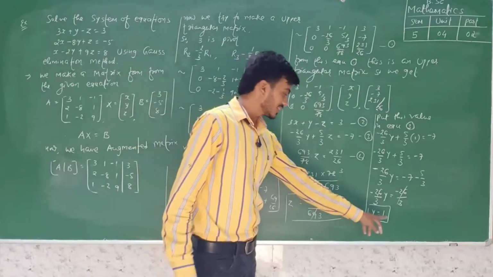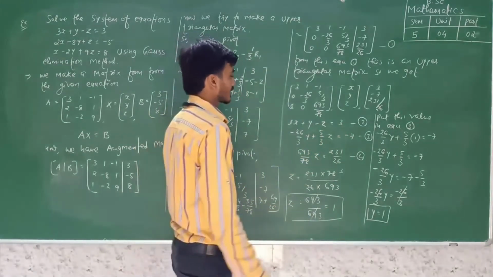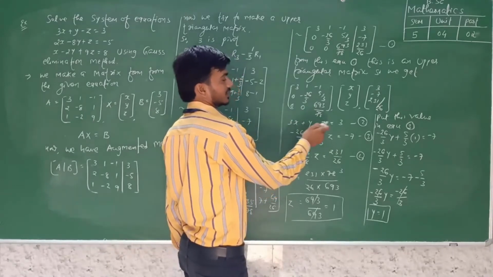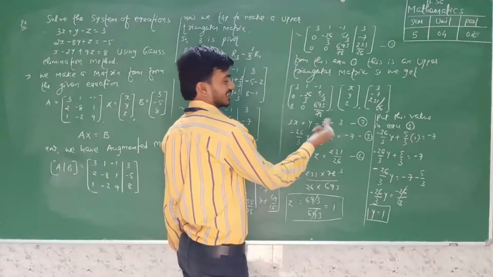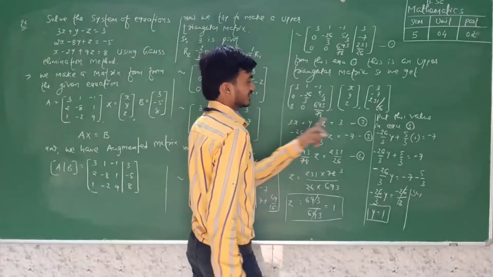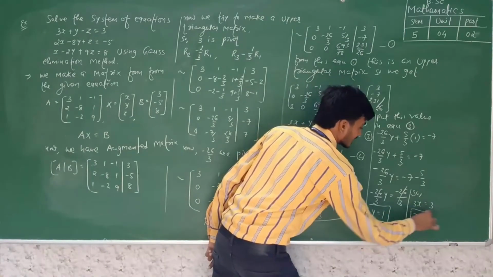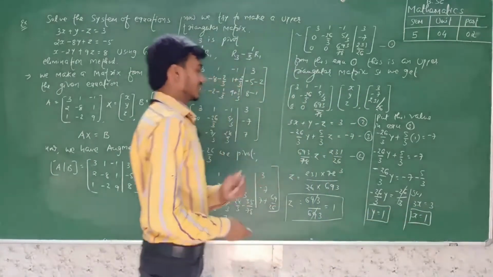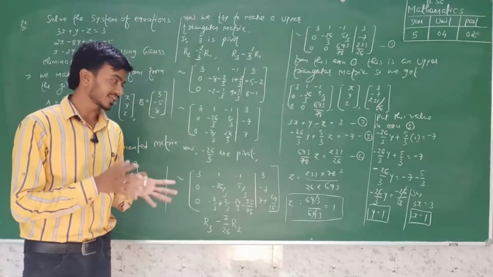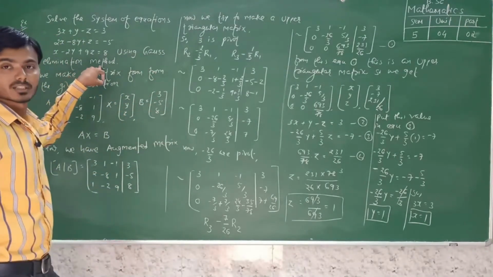Put the value of y equal to 1 and z equal to 1 in equation number 2. That means 1 minus 1 cancel, so 3x is equal to 3, so x is equal to 1. So here we can solve the unknown variables x, y and z by using the Gauss elimination method.